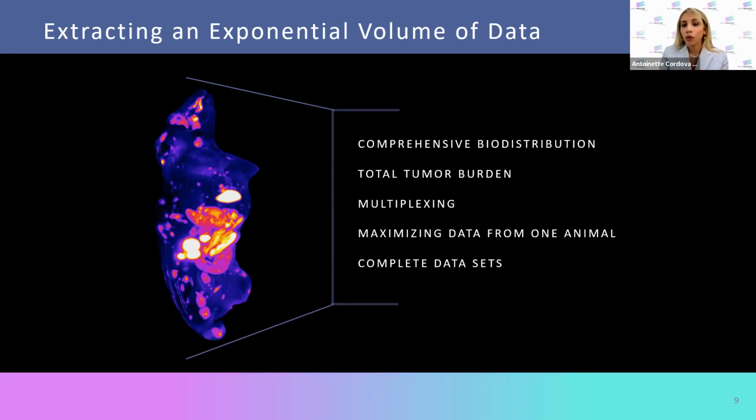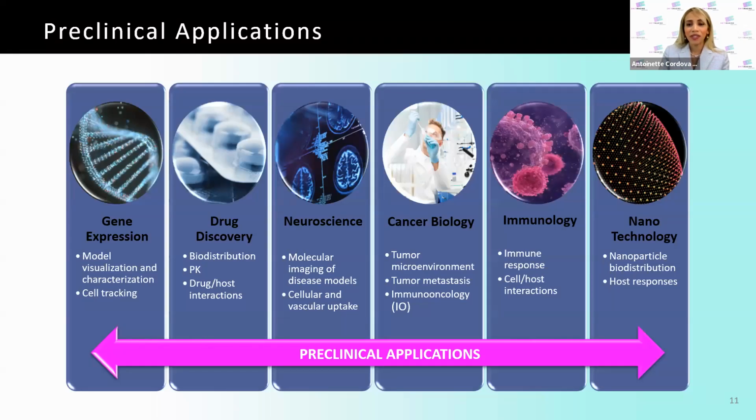As I mentioned before, you maximize the data you get from one animal, and you also get complete data sets. You will get a complete data set of fluorescence and white light images in 2D, and you will get your 3D reconstructed images. Now I will highlight the applications. For CFT technology, there's a whole host of different applications that range from gene expression to neuroscience, to immunology, to nanotechnology. So let's begin.